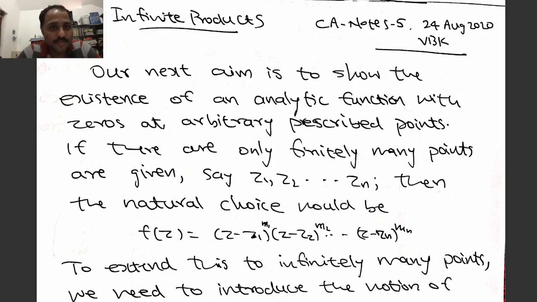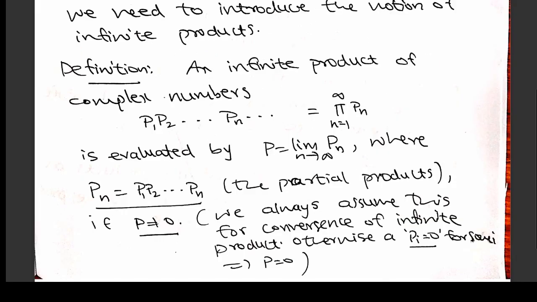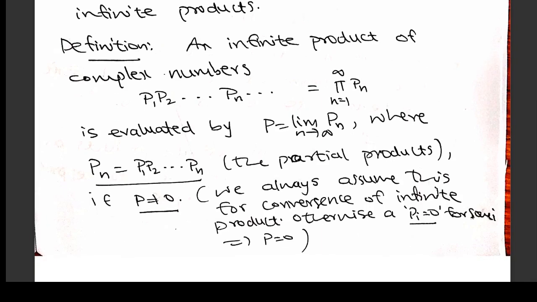So naturally, if you want to construct a function with zeros exactly at z1 and z2, the natural choice is (z minus z1) times (z minus z2). But we will be dealing with infinitely many points, so naturally what we need is the notion of infinite products. That's what we will discuss in this video. We will develop the basic preliminaries regarding infinite products, and next we will move to the construction of analytic functions.